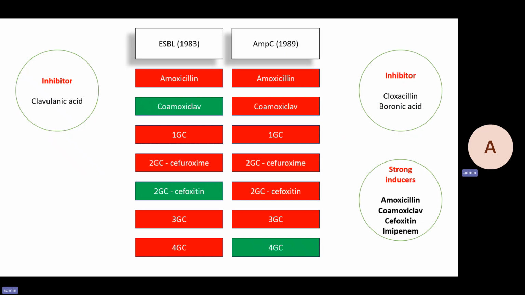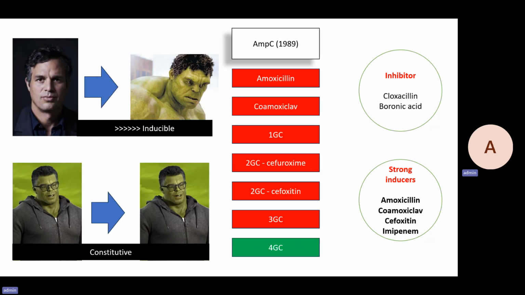Now let's go to AmpC. So this is our first slide where we started. So we'll go to AmpC now. You remember that AmpC inhibitors are boronic acid and cloxacillin, and they are strong inducers. So here the inducer comes into action. So AmpC can be of two types: one is constitutive and one is inducible.